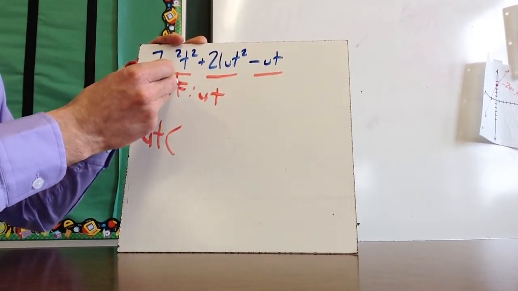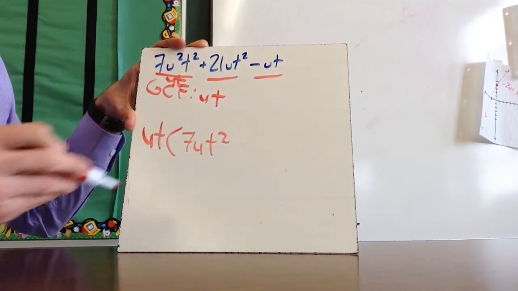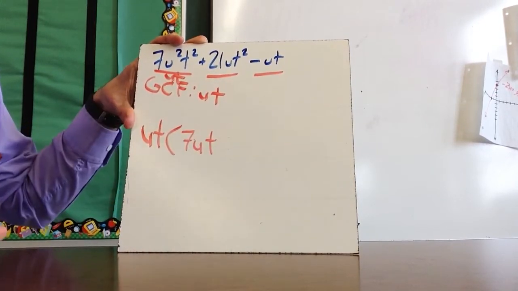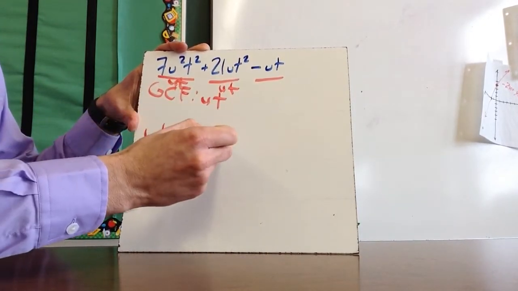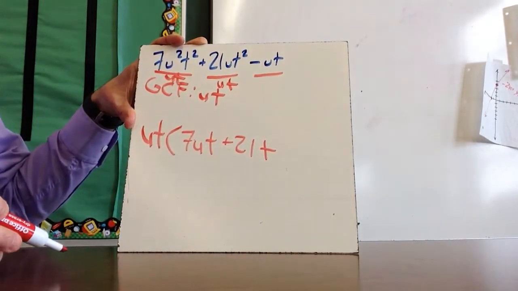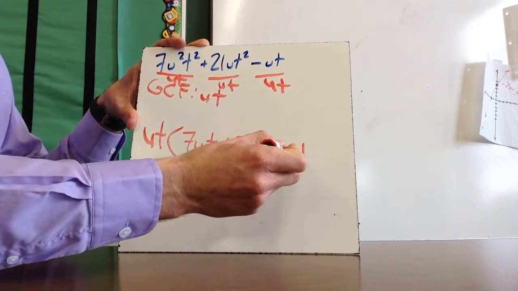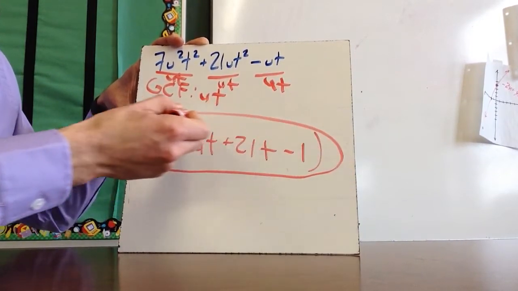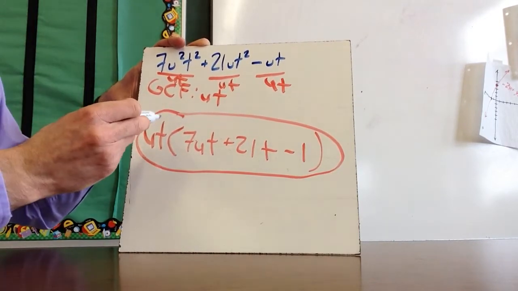Now I'm going to divide each of these by ut, and this becomes 7ut squared, 7ut, sorry about that. I'm subtracting the exponents, dividing this by ut, and this is positive 21t. Notice the u's will cancel themselves out. And then when I divide this by ut, ut divided by ut is 1, so this is negative 1, right? Because there's a negative there. And so my answer would be there.